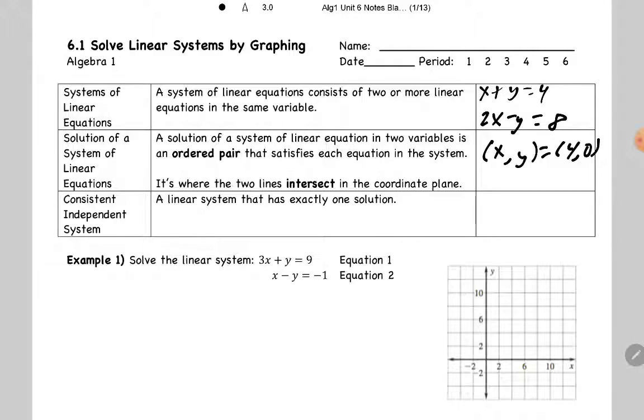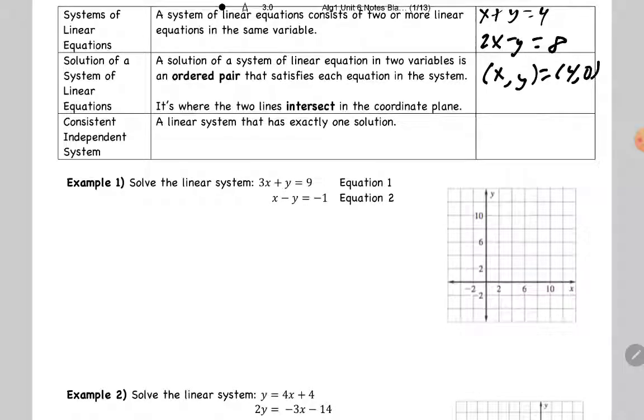So let's do it again. 4 times 2 is 8. Minus 0 is 8. And basically, it's where the two lines intersect. It's always an ordered pair. A consistent independent system is a linear system that has exactly one solution. No other combination of x and y would work. So they only intersect one time.